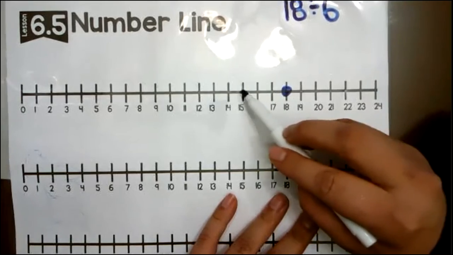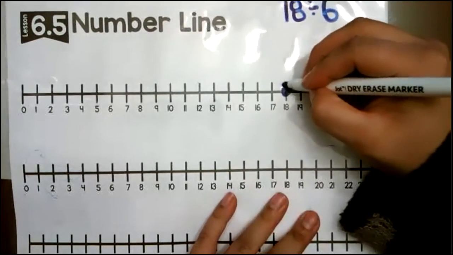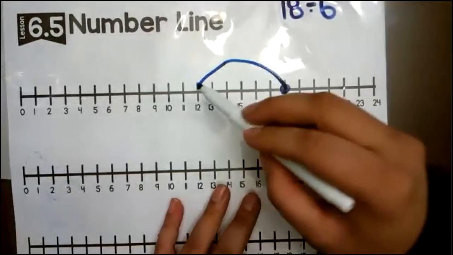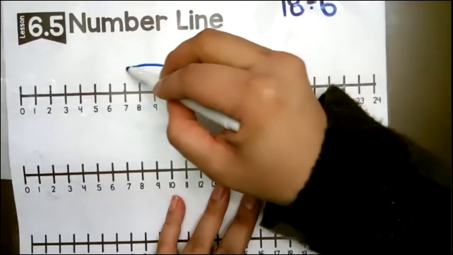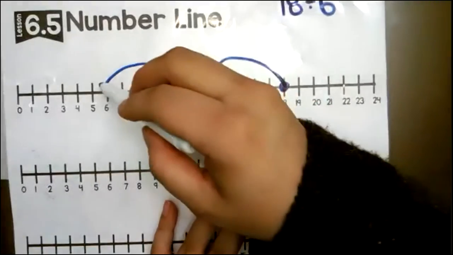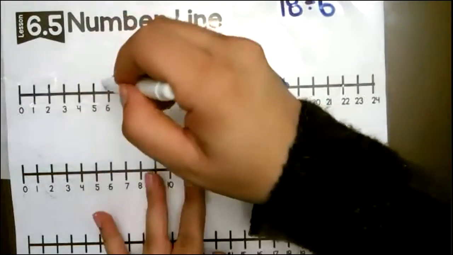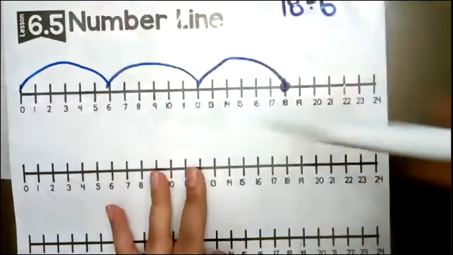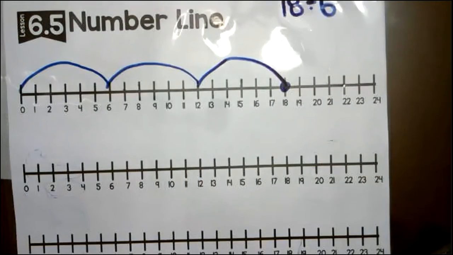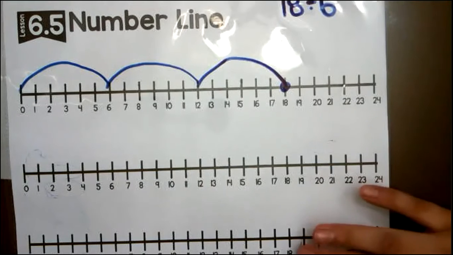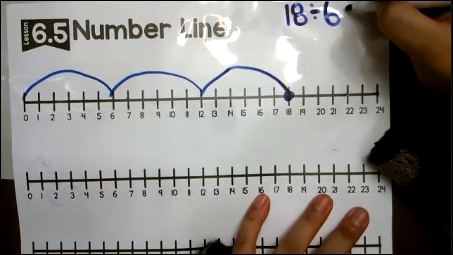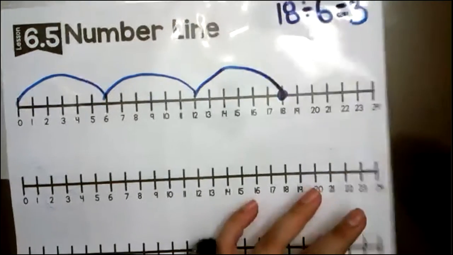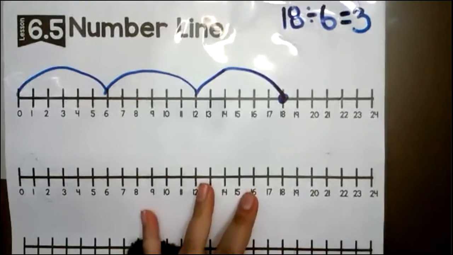So 1, 2, 3, 4, 5, 6. So I know I'm making my jump to 12. Then I'm going to do it again. 1, 2, 3, 4, 5, 6. I'm making my jump to 6. 1, 2, 3, 4, 5, 6, and then I'm making my jump to 0. So how many times did we subtract 6 from 18? How many hops did we do? 3, right? So 18 divided by 6 is 3. Amazing job, friends.